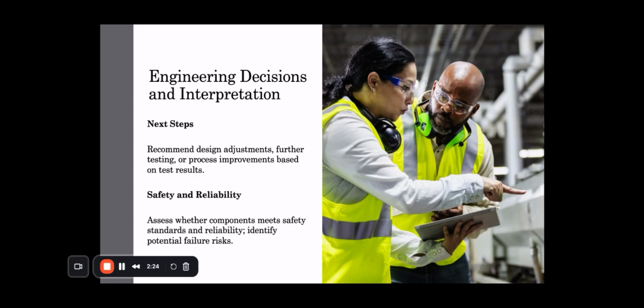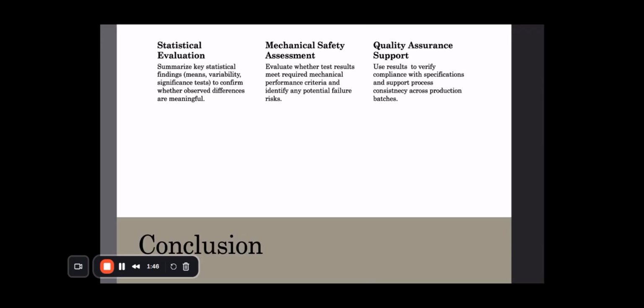Based on the statistical findings, we can begin making engineering decisions. If strength values fall close to the lower specification limits or show high variability, additional testing or design changes may be recommended. If results show consistent performance and acceptable safety margins, then the current process can be considered stable. These results also help assess overall reliability and identify any potential failure risks. Understanding where deviations occur allows us to adjust manufacturing or quality control strategies before major issues develop.